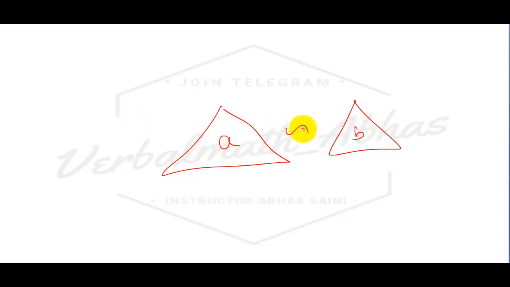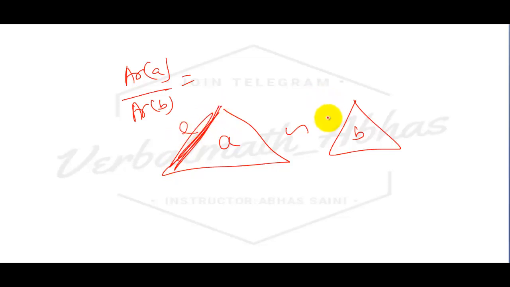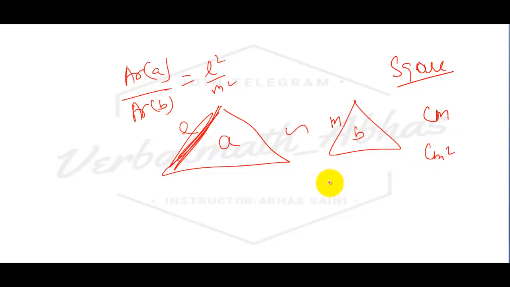If these two triangles are similar and I have to write the area of A and area of B, it will be the side. If this side is L and this is M, your answer will be L square upon M square, because area is always in the form of square. If the length is in centimeter, area will be in centimeter square. If length is in meter, area will be in meter square, and so on.